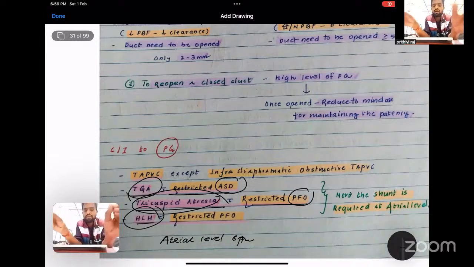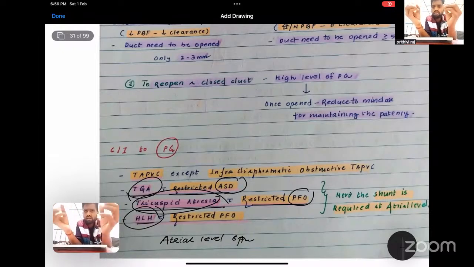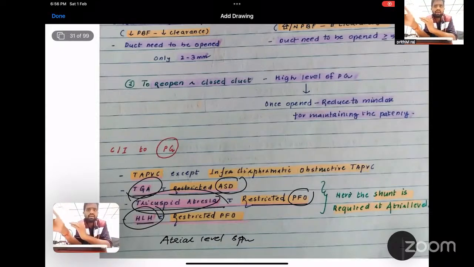And in TAPVC, most of the TAPVC, what happens? TAPVC is total anomalous pulmonary venous circulation, where it all drains into your right atrium instead of the left atrium. So the oxygenated and deoxygenated blood get mixed at the right atrium. From the right atrium, the blood has to go to the left atrium, which is a simple way to accommodate the blood. So here also you require an atrial septal, atrial level shunt instead of a ductus arteriosus. The ductus arteriosus is lying back.